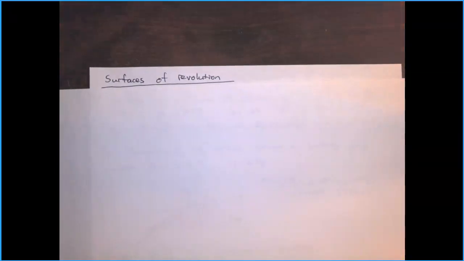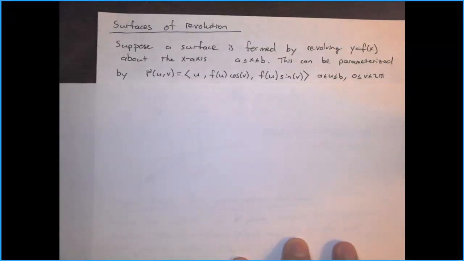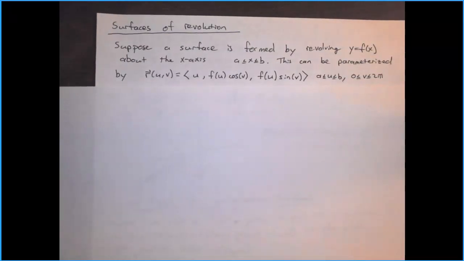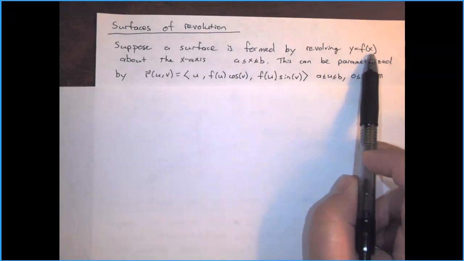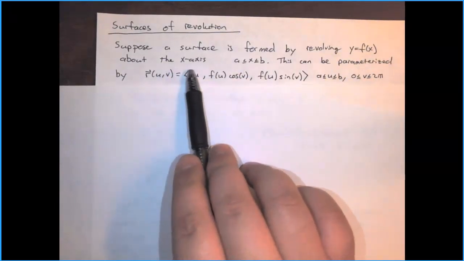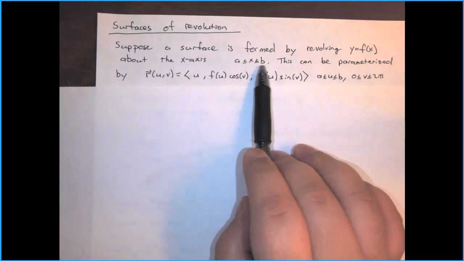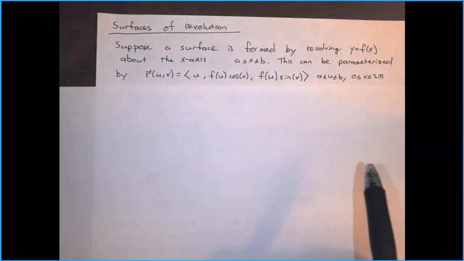Okay, let's talk about how to parameterize surfaces of revolution. If you remember surfaces of revolution from Calc 2, where you had to do all those crazy integrals, now we're going to parameterize these things. So just to remind you what a surface of revolution is, you take a curve and you revolve it about a certain axis. So here, let's just say we have a curve y equals f of x. I want to revolve that about the x-axis, and I have values for x. Then we can parameterize it.